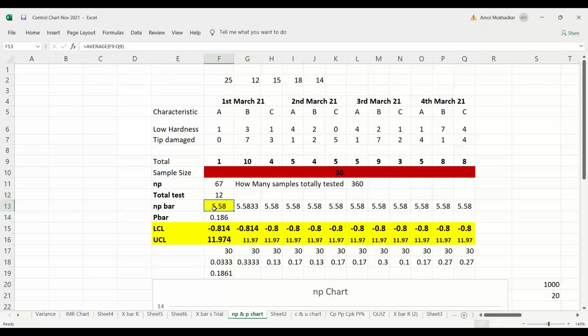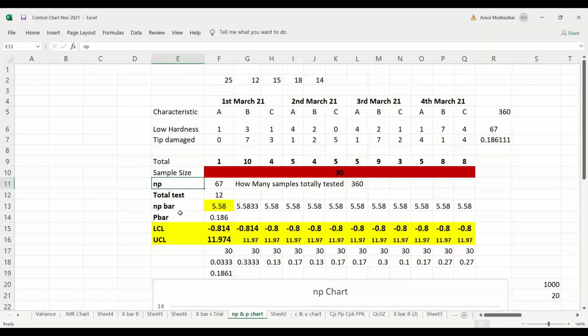How do you calculate it? By dividing the total number of defectives by the total number of samples tested. Total number of samples tested, how many? 360. Every day you tested 30 samples. 4 days, 3 shifts every day, 12 shifts data is there. So 12 into 30, 360. You tested 360 samples and out of 360 you found 67 defective. It means the proportion defective is 0.186111. So you can take 0.186 here.